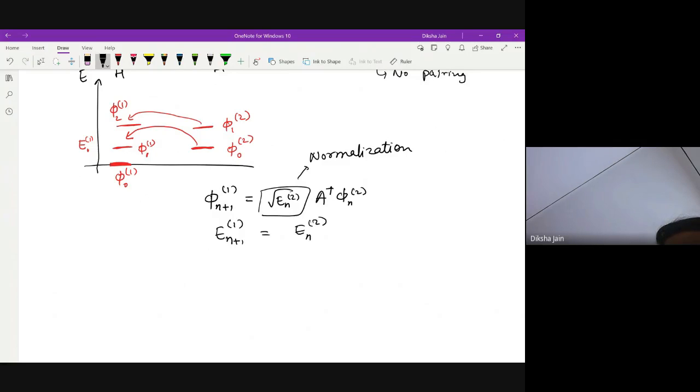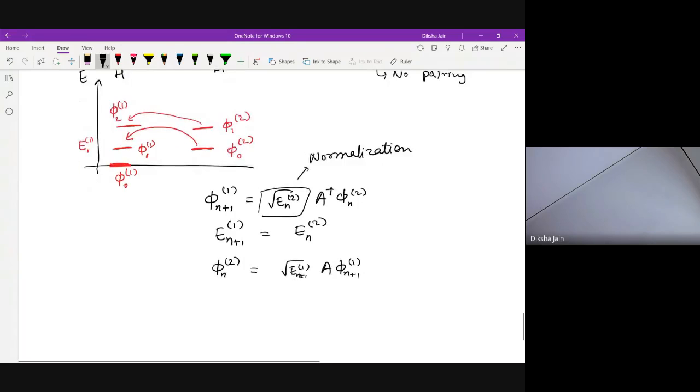So this state energy, I label it by n plus 1th energy of 1. This energy, I will label it as nth energy of 2. So these two energies are same. And phi n of 2 is related to En plus 1 of 1, A times. So if you apply A on the first Hamiltonian, you will get the state of the second Hamiltonian. Is it okay? Is it clear? I got confused in the notation a bit, but is it clearer now? Or should I repeat it?